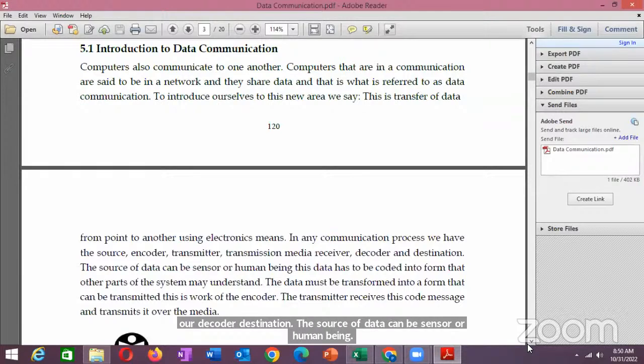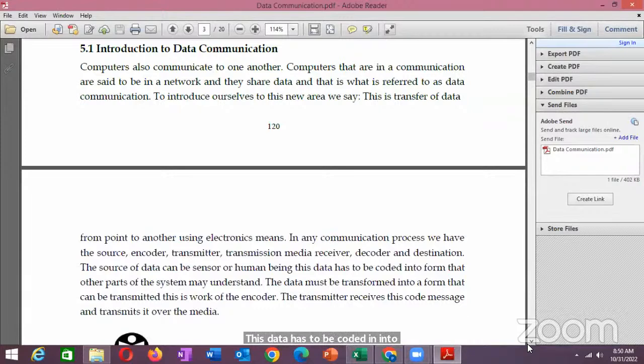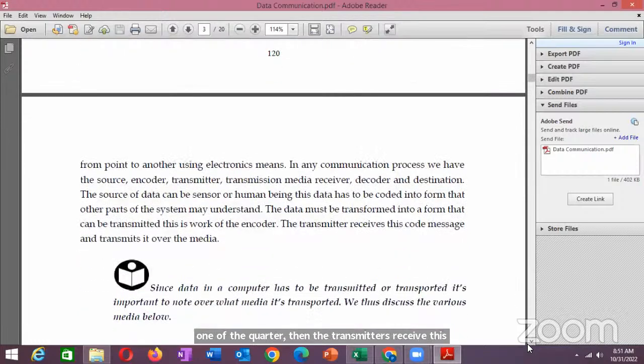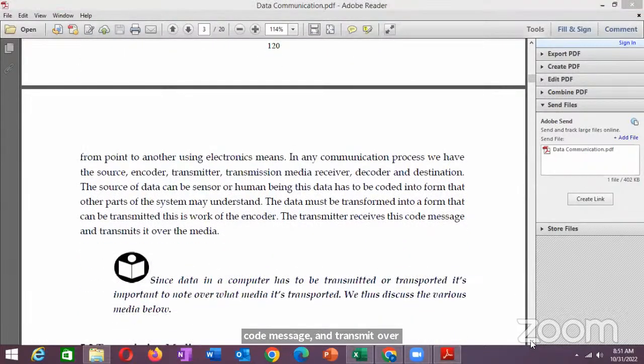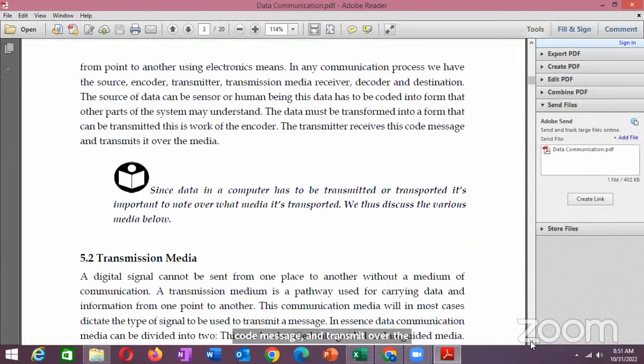This data has to be coded into a form that other parts of the system may understand. The data must be transformed into a form that can be transmitted. This is the work of the encoder. Then the transmitter receives this coded message and transmits it over the media. Since data in a computer has to be transmitted or transported, it's important to note over what media it's transported. We thus discuss the various media below.